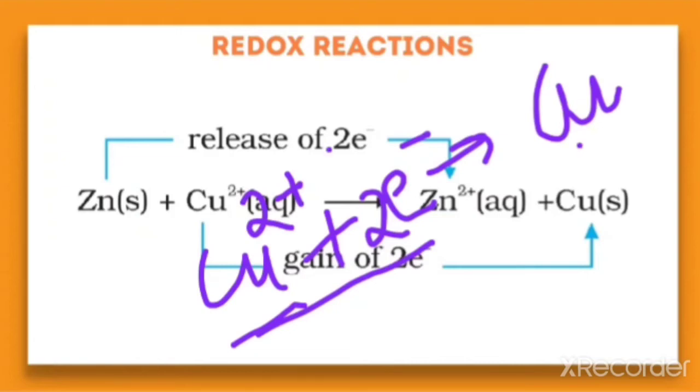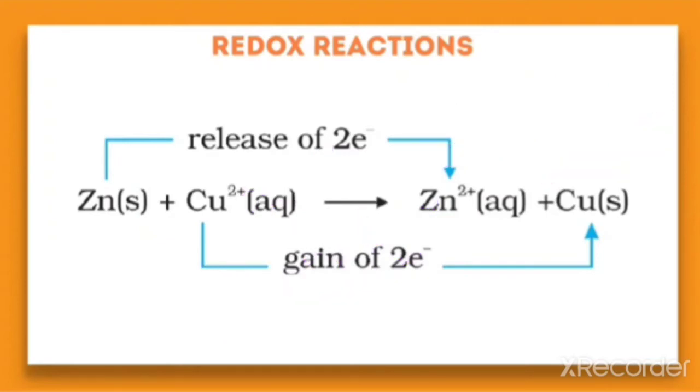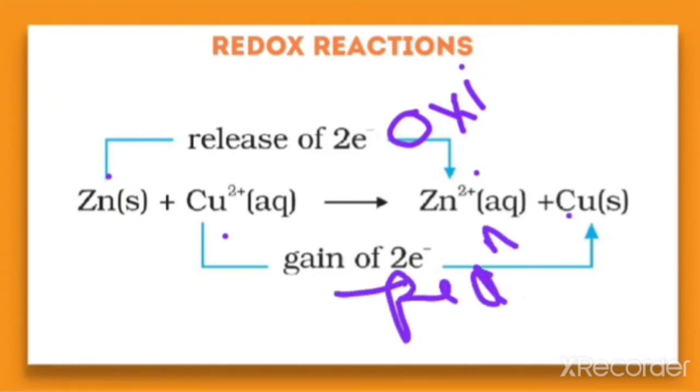In simple words, the two positive and two negative get cancelled. So what did we get here? Copper. So in this reaction, we can easily identify the oxidation and reduction, because where is the loss of electron taking place? That is from zinc to zinc ion, there is a loss of electron. So this is the oxidation reaction. And from copper ion to copper, that is gain of electron taking place. Therefore, this reaction is reduction.